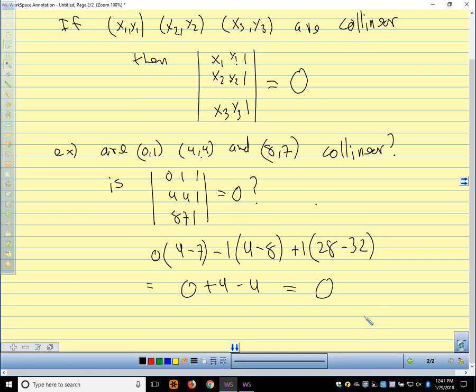So that tells us, yes, they are collinear. But if you get 28 minus 32, 4 times 7 minus 4 times 8. Oh, yeah, never mind. Got it. So that tells us those points are collinear.